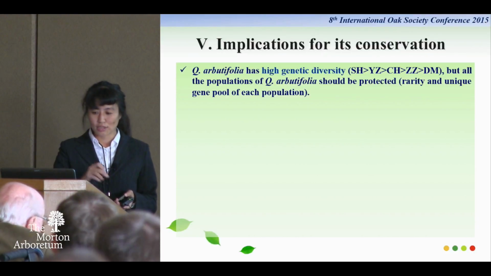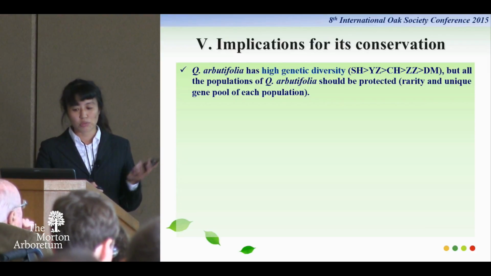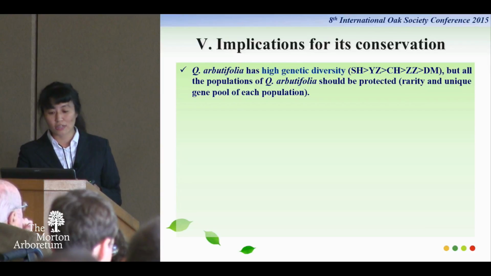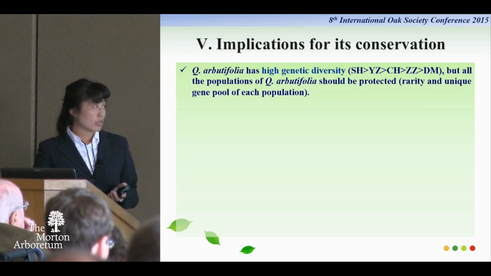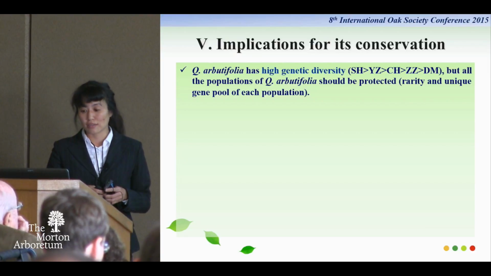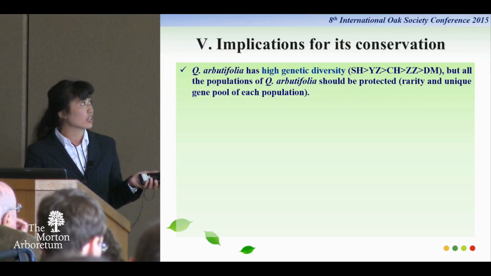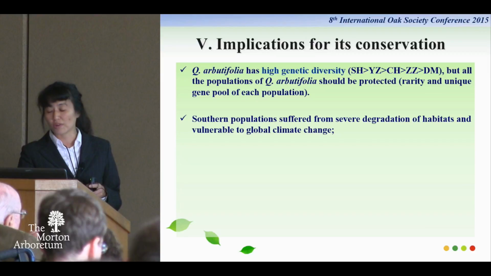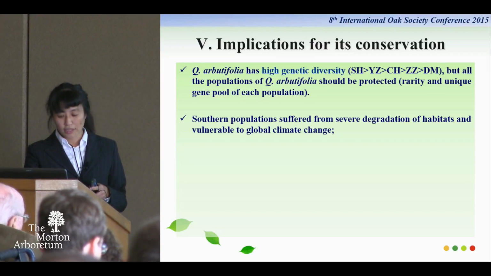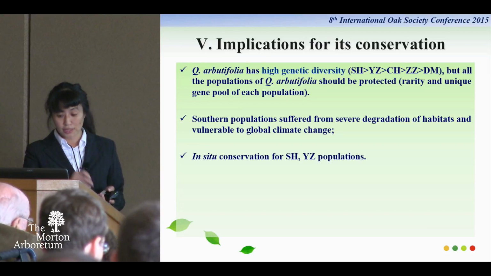So the last part is the implications for conservation. The rare plant arbutifolia still maintains very high population diversity, but it's very rare, and probably most of the populations will be gone, so it's better to protect all of the populations. The southern populations suffer a lot from habitat degradation and are vulnerable to global climate change, so they should have priority for protection.